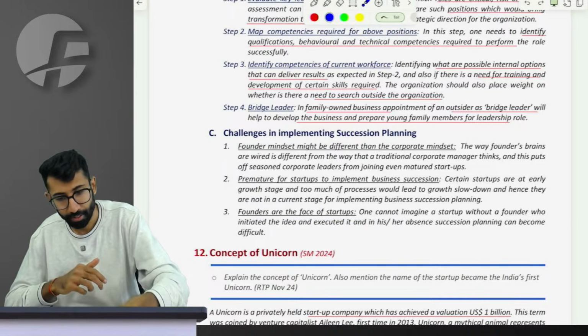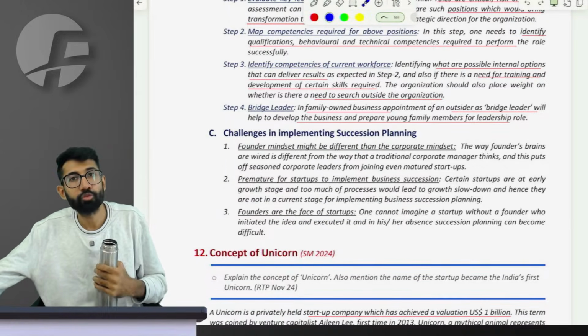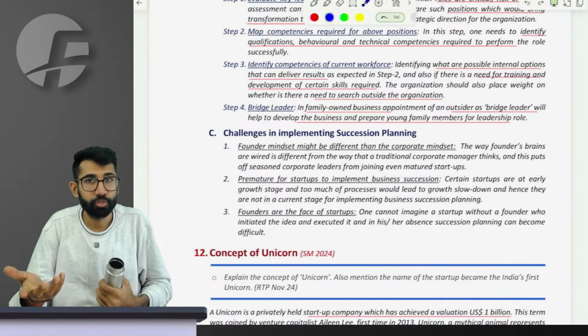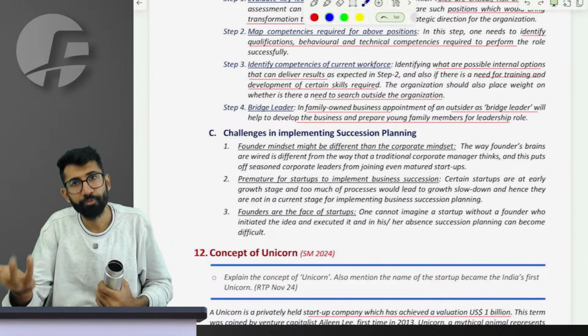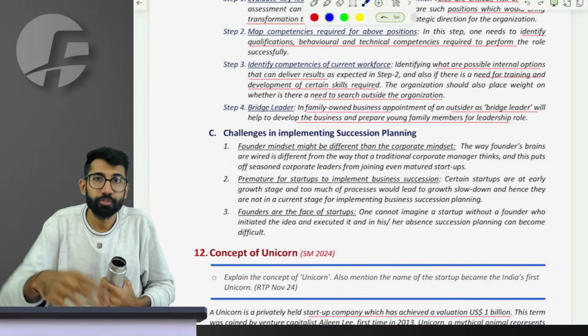Also, the founder is the face of the startup. Sometimes it does happen that the founder becomes the face. For example, Lenskart, Piyush Bansal becomes the face. When it comes to Zerodha, the Kamath brothers become the face. From Paytm, they become the face. For Flipkart, and for Amazon, Jeff Bezos becomes the face.